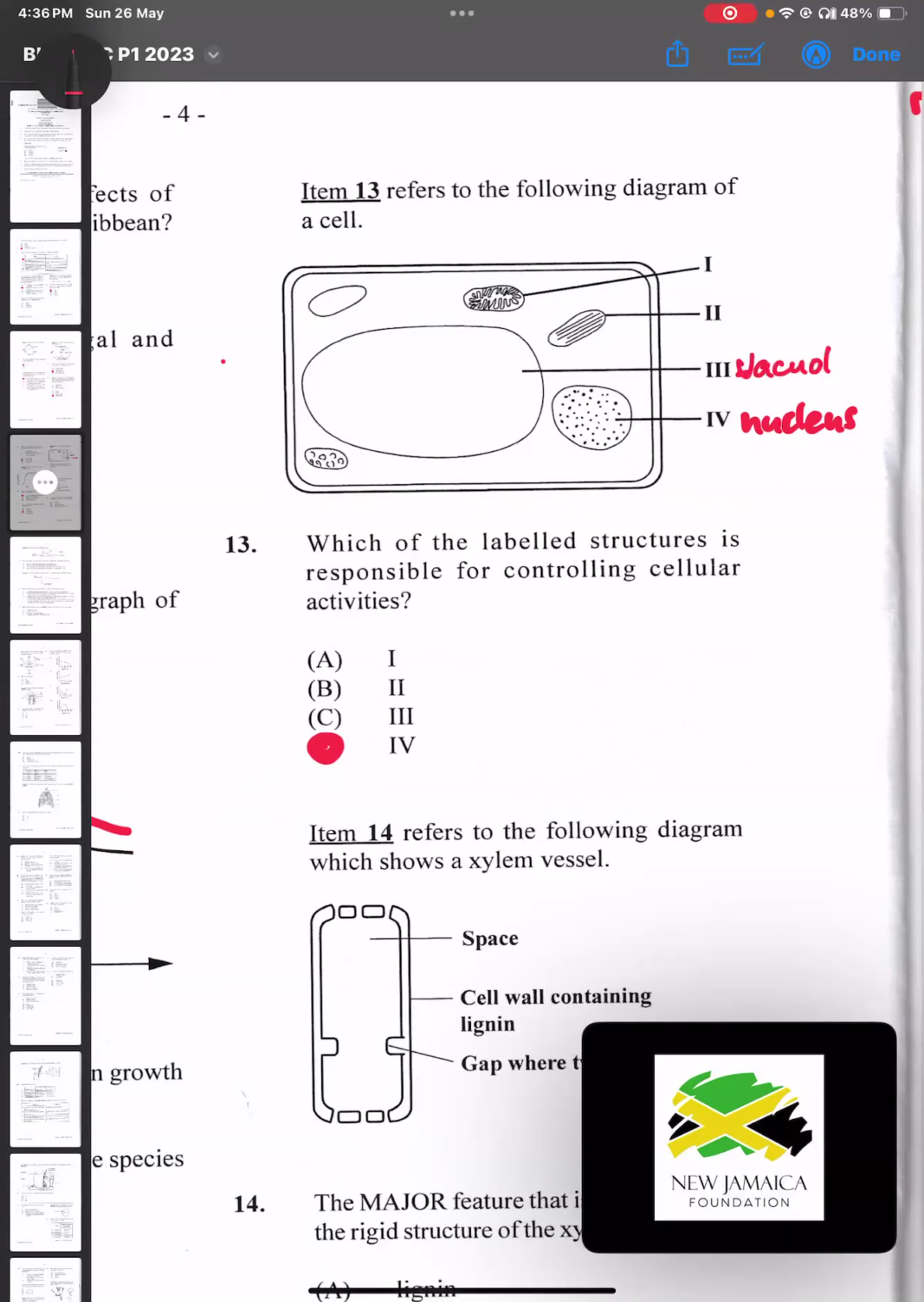So while they do repeat questions, sometimes they may change the part of it that they're asking you for, or they may change up the answer. So you have to read carefully, even if the question looks familiar to you. And then number 2 would be your chloroplast. And 1 would be your mitochondria.